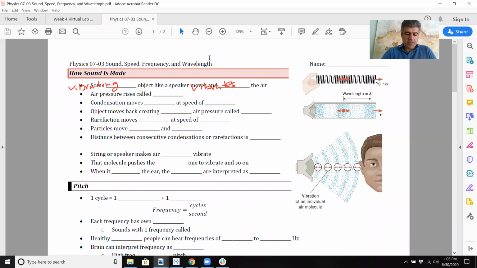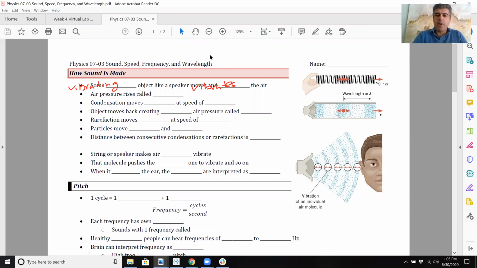So air pressure rises. That's called condensation. That's not working. And you can see from the diagram again, we have like the spring, like a slinky, I guess. Think of sound doing the same thing. Where it seems to be dense is kind of like what we're hearing with a vibration. But anyway, when air pressure rises, we call that condensation.